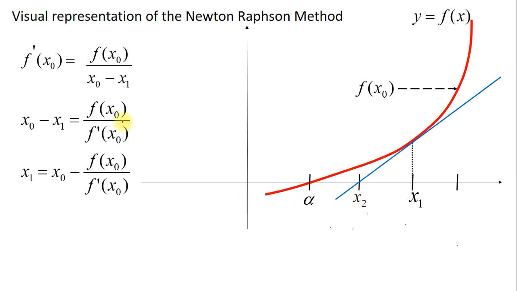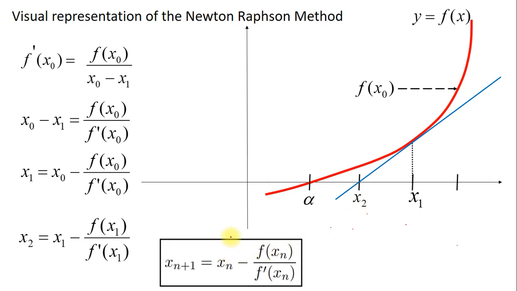Now using the same concept here, the gradient of the tangent, you will get this formula. For x2, you will get it by substituting x1 into this. Now you will see x2 is an even closer approximation of the root. This is where the Newton Raphson method comes from.